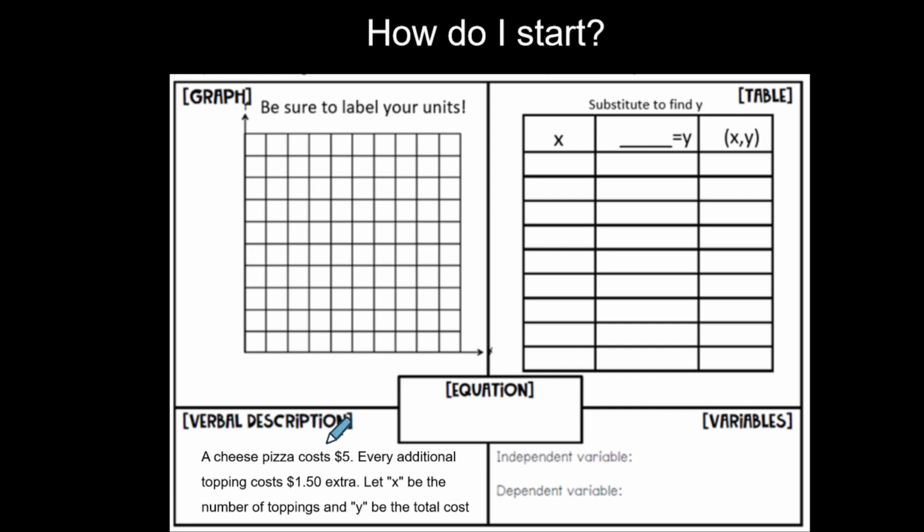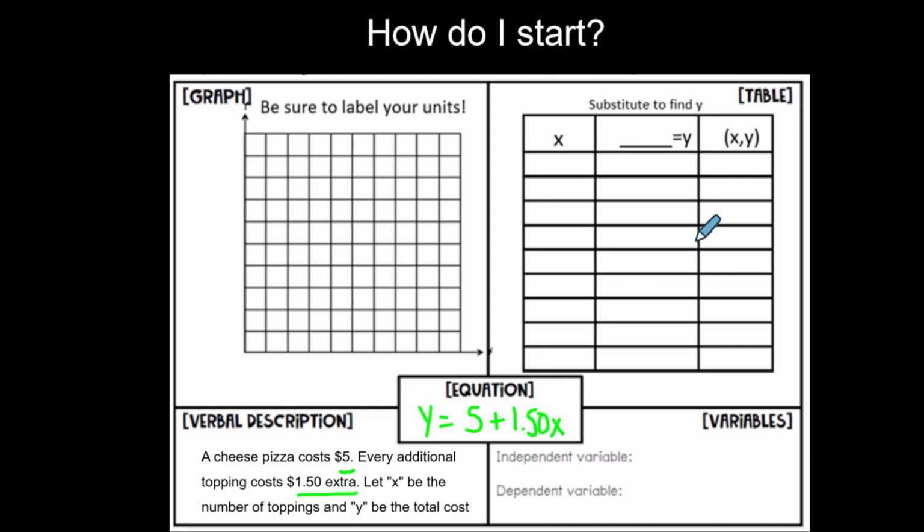So a cheese pizza costs $5. Every additional topping costs $1.50 extra. Let x be the number of toppings and y be the total cost. So I'm going to take the situation and write an equation from it. My total cost is going to be, well, I know the very least, if I just got a cheese pizza, it's going to be $5, plus, how much is each additional topping? $1.50 for every additional topping. So I'm going to put an x. All right, so I've written my equation from my situation.